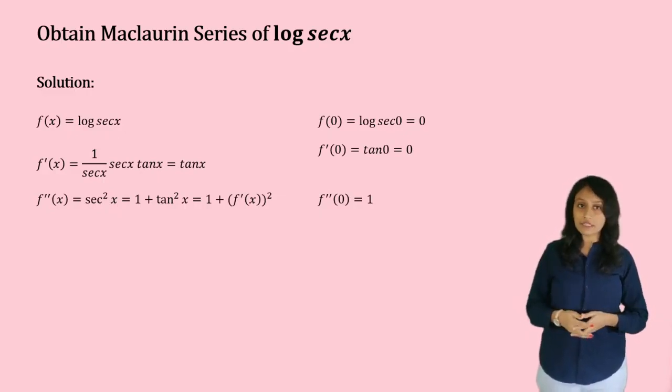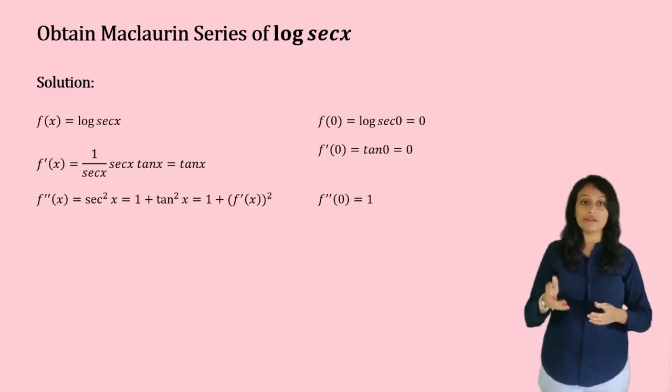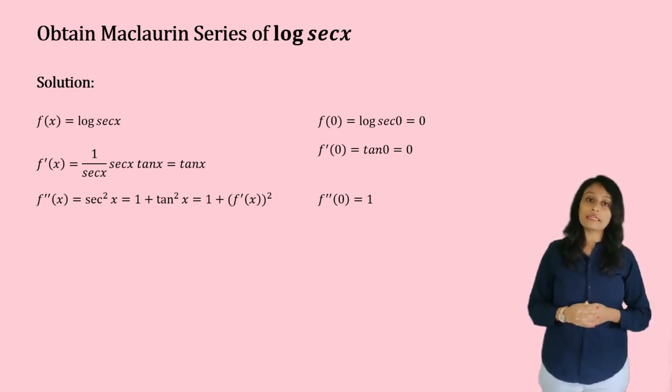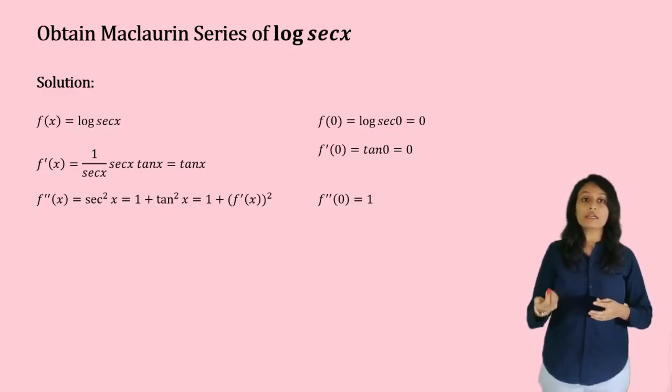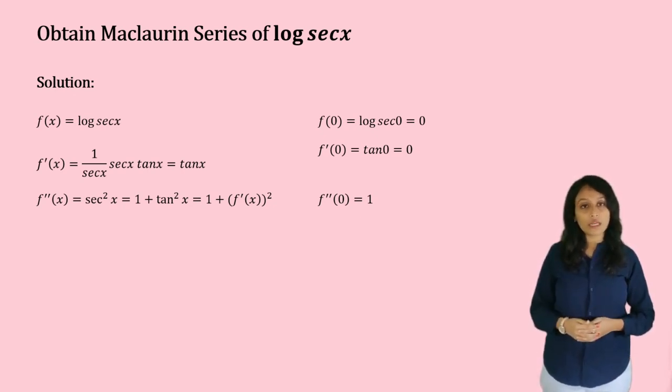Okay, so the next derivative. The derivative of the tan x function is what? Sec square x. We can write sec square x as 1 plus tan square x, but we know tan x is what? f'(x). So in place of tan x we will write f'(x). So here you will get 1 plus f'(x) whole square, right? Now we have to find its value at 0, so f''(0). It will become 1 plus f'(0) whole square, but we know the value of f'(0) is 0, right? So we will get f''(0) as 1.